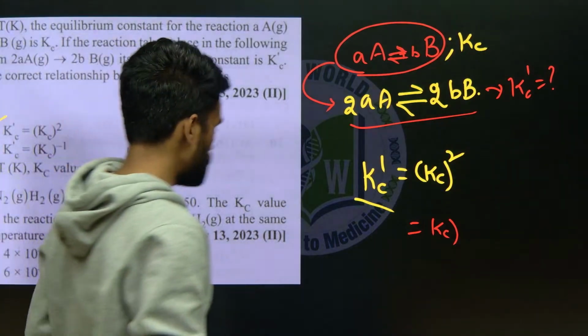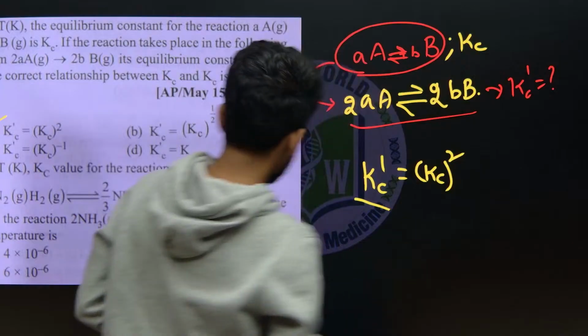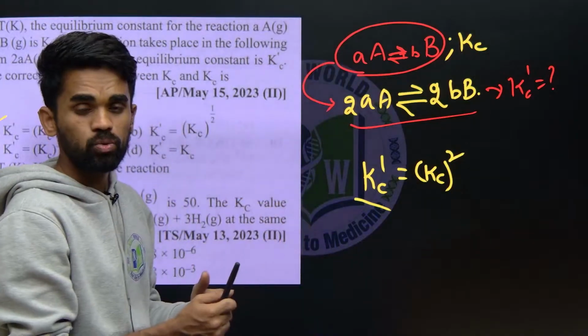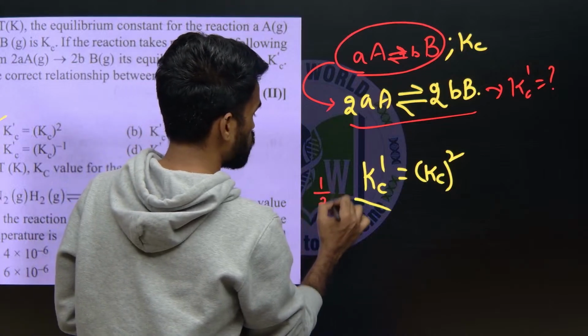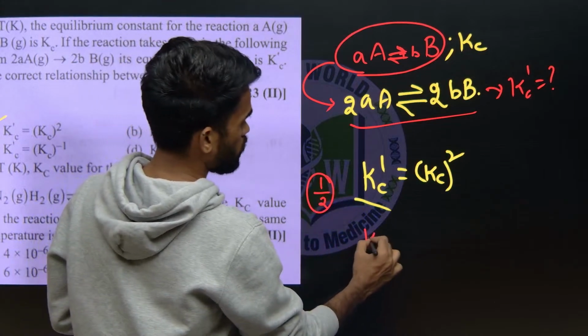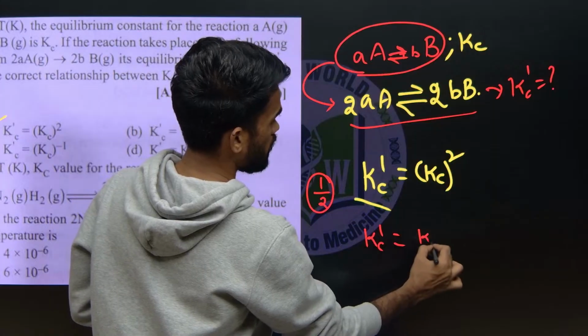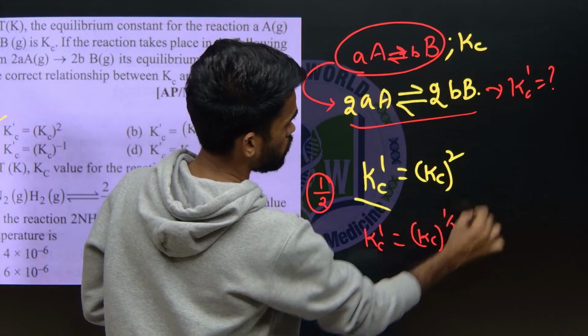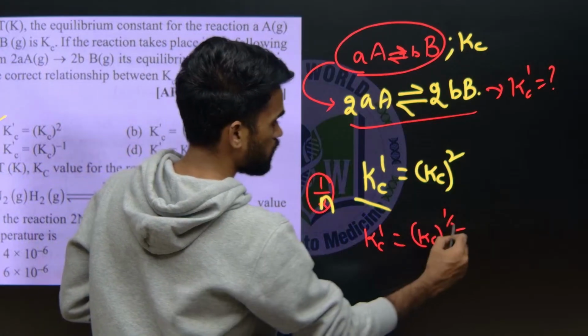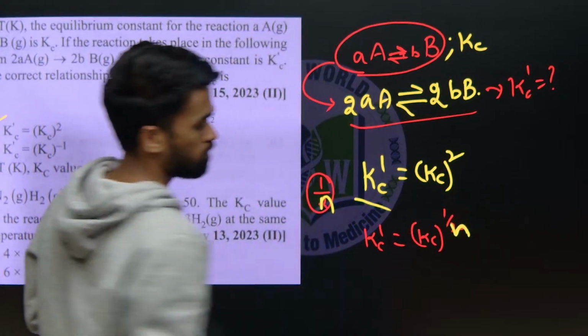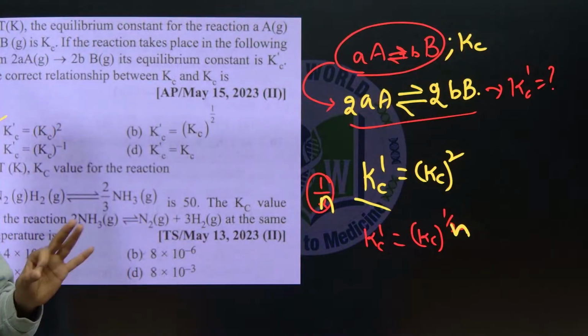And then next, if the same reaction is divided by 2, see, if the reaction is divided by 2, it is nothing but multiplying with 1 by 2 only, that's it. So our new Kc dash will be equal to Kc power 1 by 2. If they are dividing the equation with some number n, then you take 1 by n, that's it. Okay, hope the concept is clear.